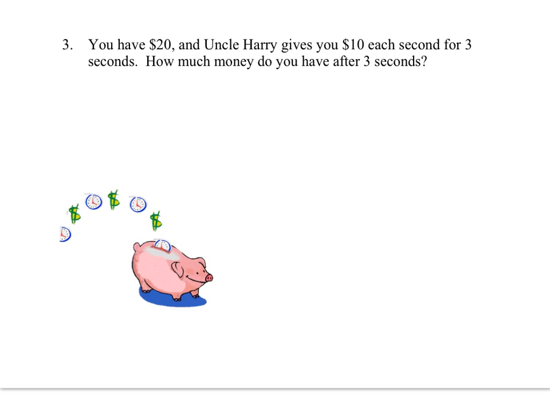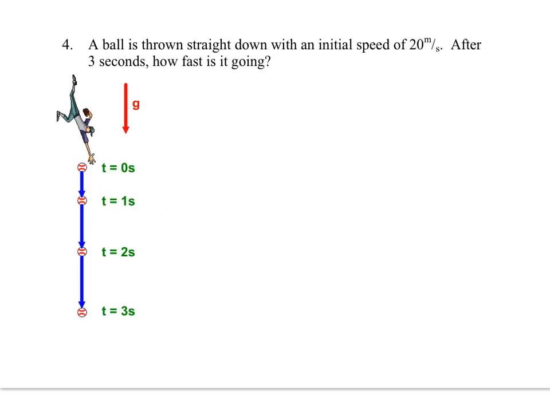Now getting back to money-style problems, it says you have $20 and Uncle Harry gives you $10 each second for 3 seconds. How much money do you have after 3 seconds? Again, I want you to be able to reason this through. $20 to start with and $10 each second for 3 seconds. With a little thinking, you come up with, after these 3 seconds, you're going to have $50.